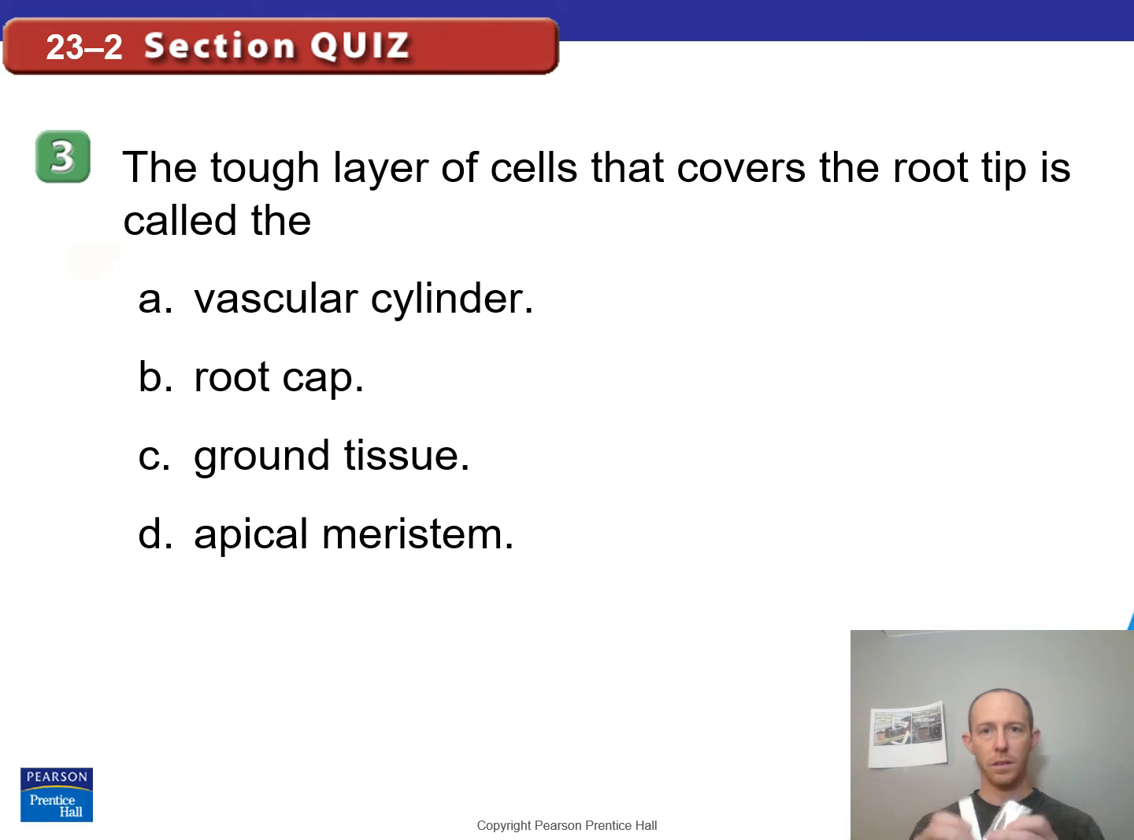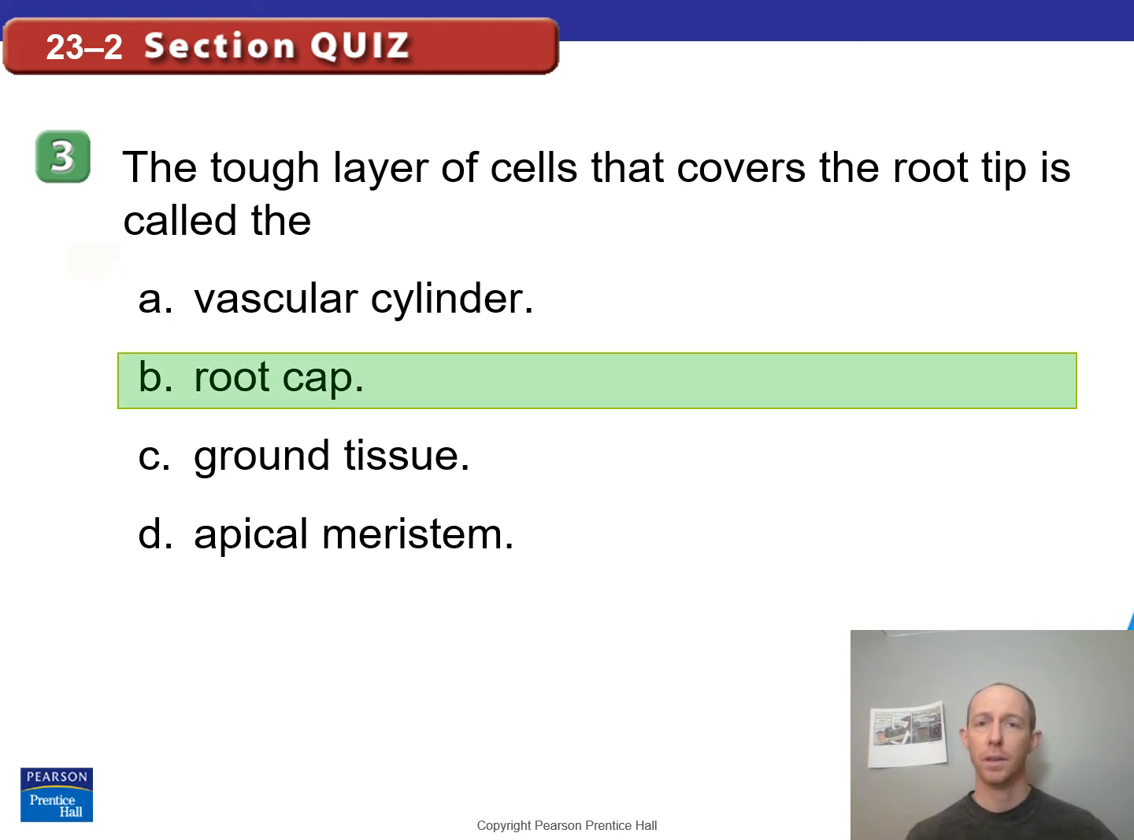Tough layer of cells. It covers the root tip. Protects the root tip, protects the growing, developing apical meristem. Oops, gave that one away. It's not D. What is it? That's right, it's the helmet, so it's a root cap. You got it, not even a challenge.